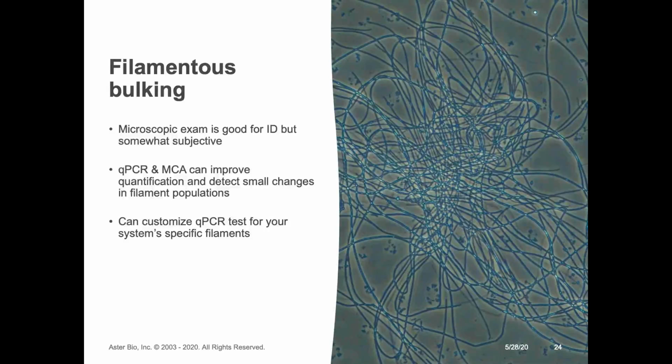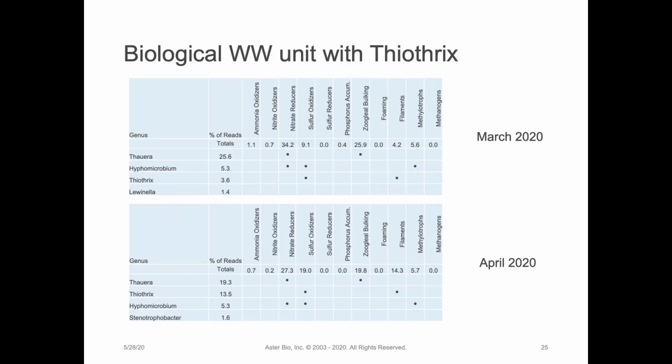Filaments are another big area where quantitative PCR and sequencing can help. Often, you look in a microscope and you see a whole bunch of filaments, but they're not really always readily identifiable. With our molecular tools, we can identify and track changes in these filaments very quickly. Here's a recent example of the filament Thiothrix and how it changed over just a 1 month period of time within a plant. It went from about 3.6% of sequencing reads, as shown in the top, to about 13.5% of sequencing reads, as shown at the bottom in April.